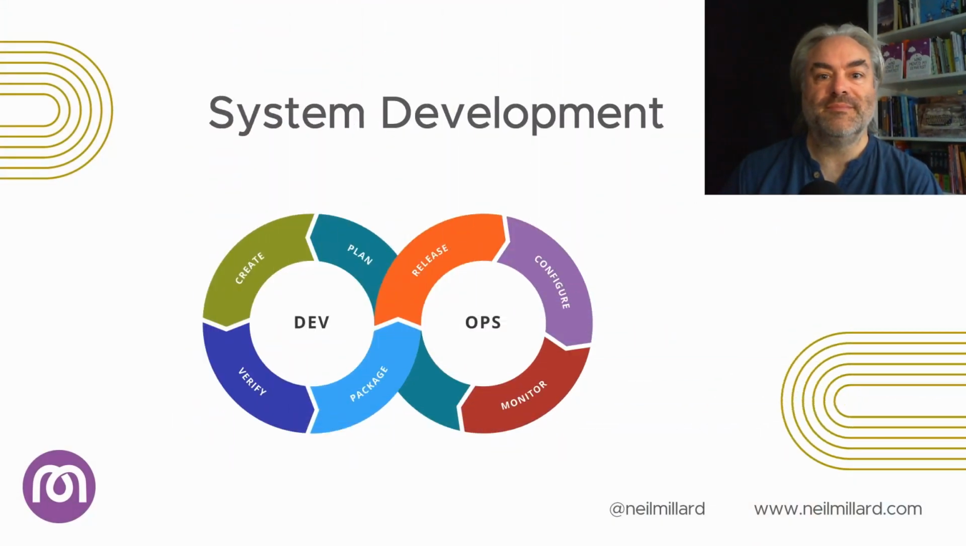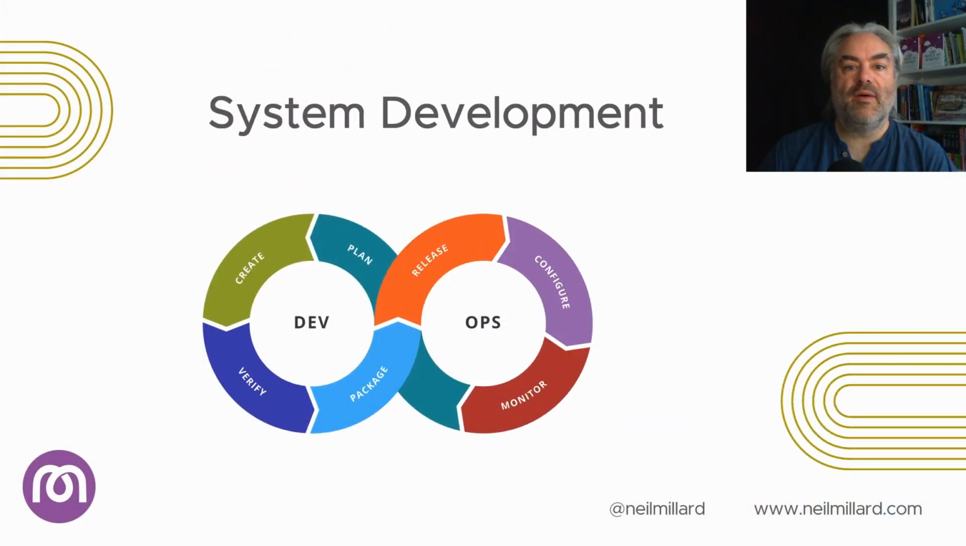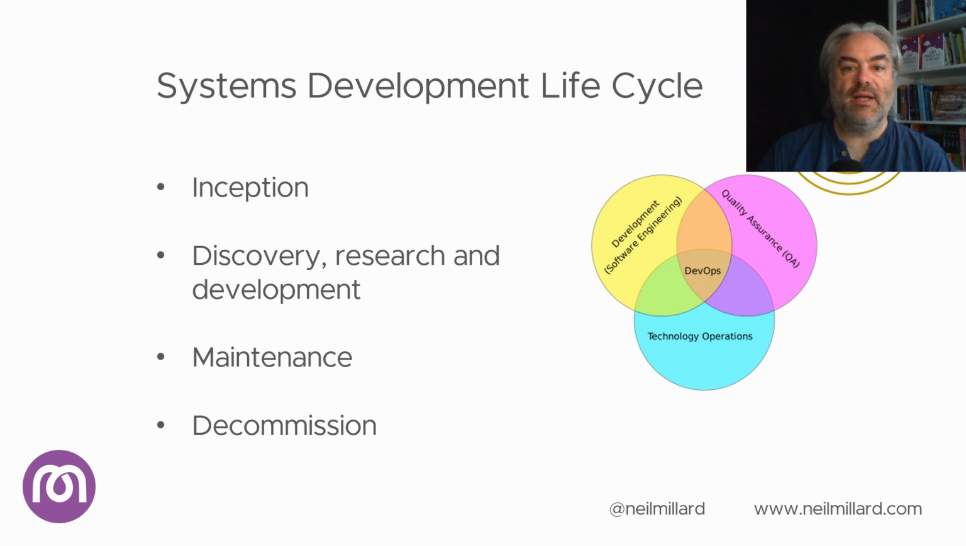The system development lifecycle has four main phases: inception, discovery and running, maintenance, and decommissioning. Each one of these is important but have wildly different lengths, so let's go into each one in a little bit more detail.